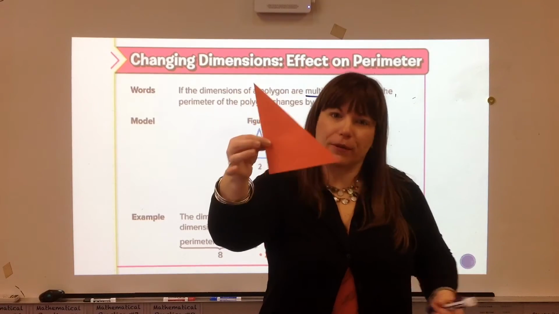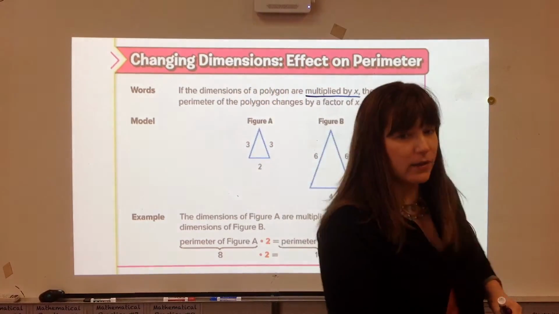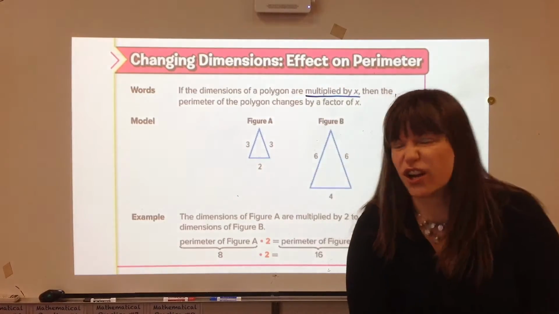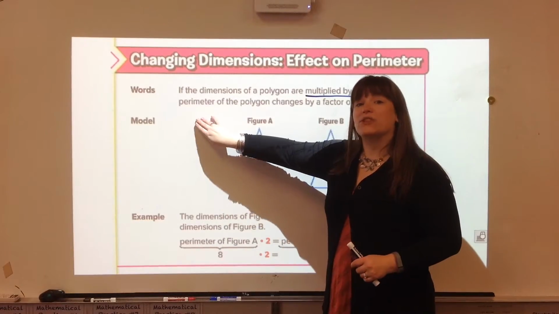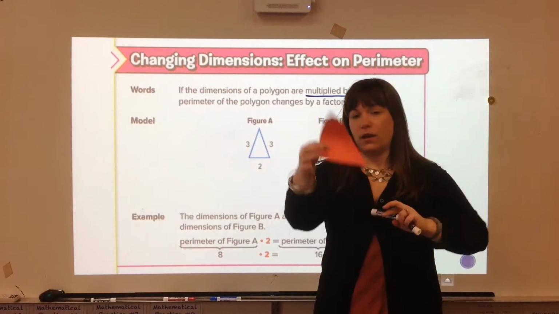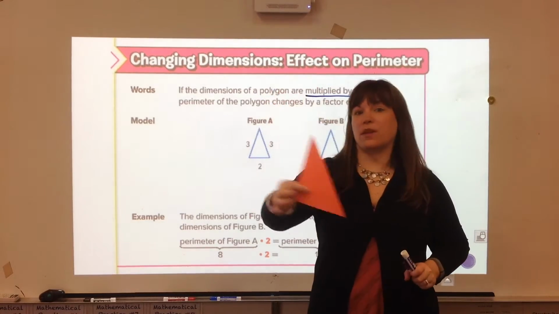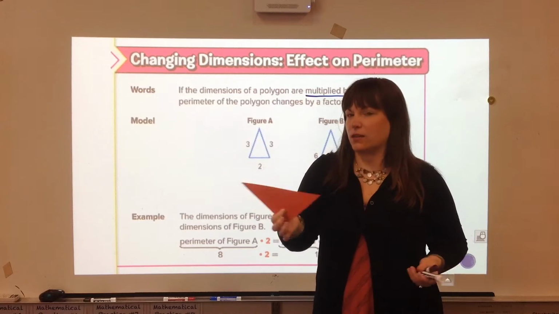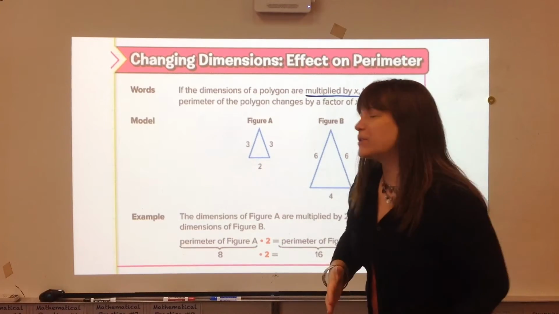I'm going to triple this figure. And then voila, I have a big one. That's what it's talking about. Now let's talk about what happens to the perimeter. So I have a figure. I'm going to multiply all the sides by, say, 2. What's going to happen to the perimeter?